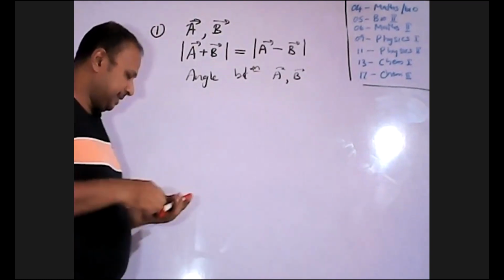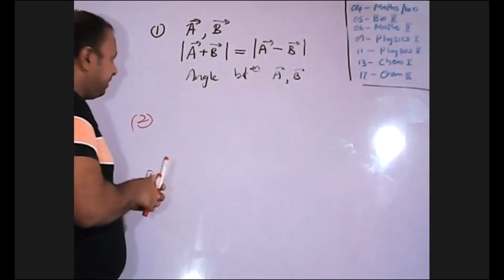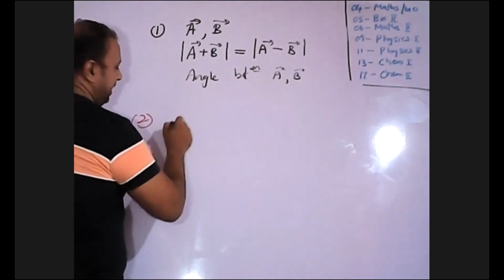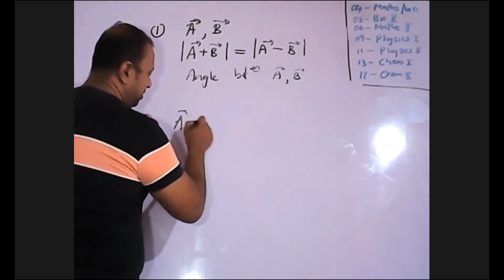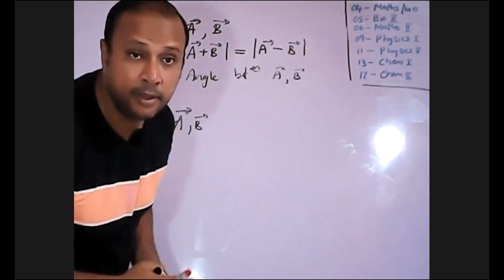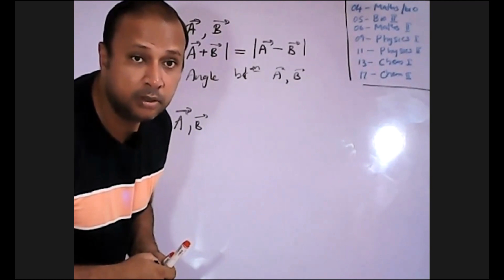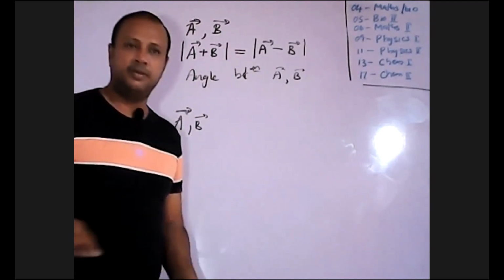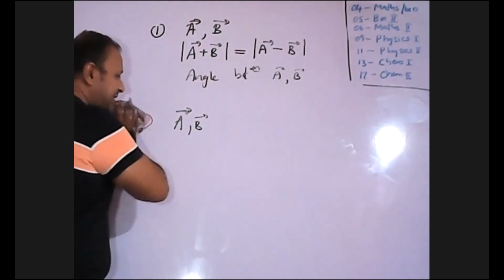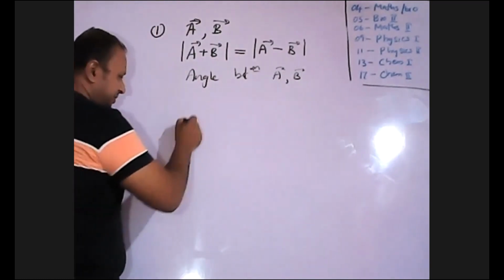Okay. Suppose this is the second one. Suppose you are given this one, A and B. No, in a rectangle, the diagonals are equal in length. How to prove that?